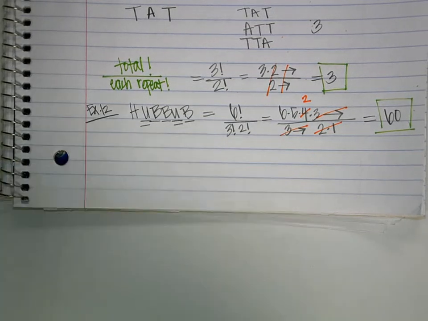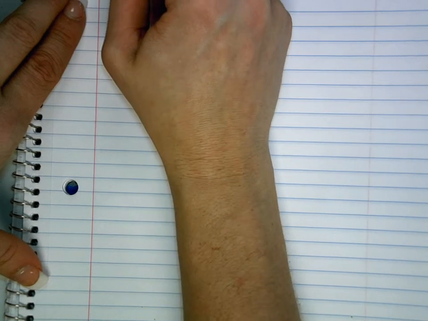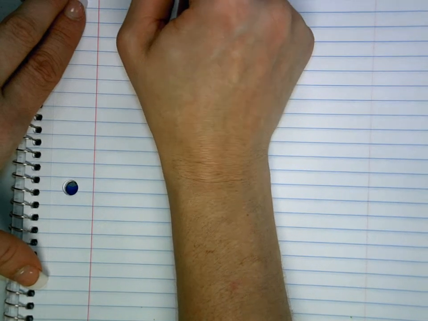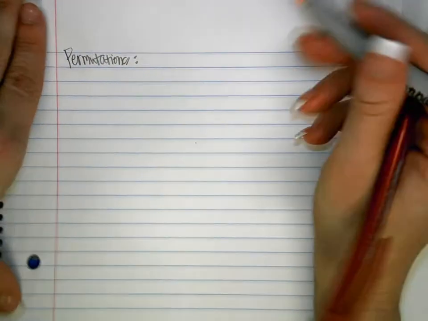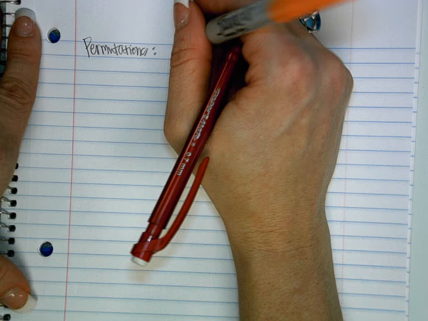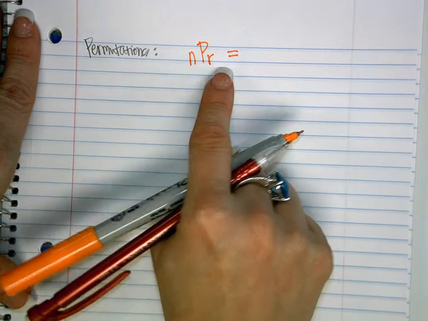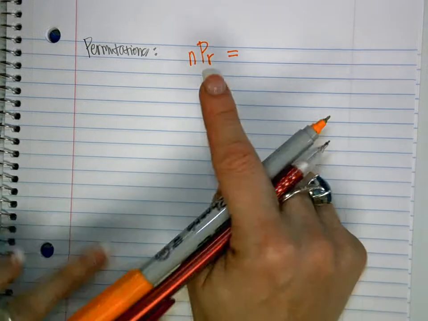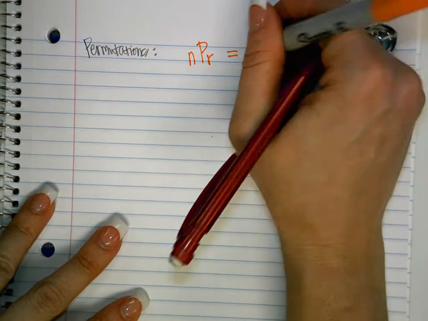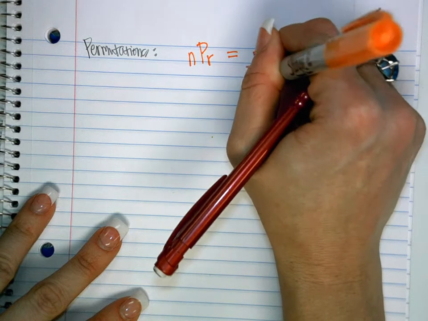Okay, next thing we're going to go over is something called permutations. There's a formula that you need to have memorized, and you need to memorize it for permutations. The formula, or the definition, is nPr, where the n and the r are subscript, is equal to n factorial divided by (n minus r) factorial.